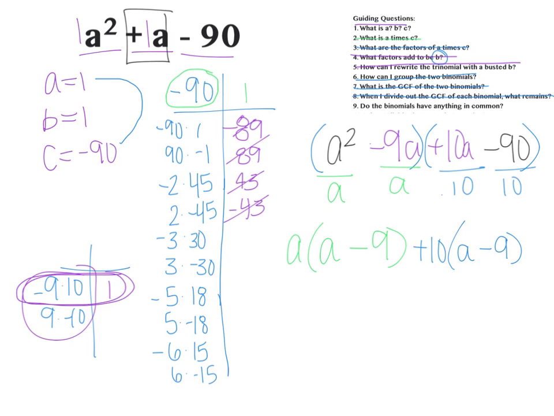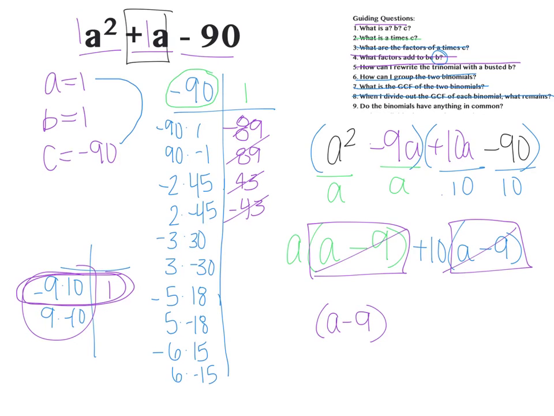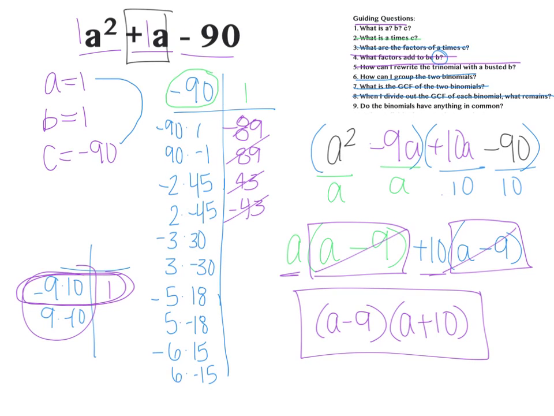So now I hope that you're noticing that they both have an a minus 9. So do the binomials have anything in common? They do. They both have that a minus 9. So I think my question's cut off, but the question on the bottom asks me, when I divide that out, what remains? So when I take the a minus 9 that they both have in common out, what am I left with? I'm left with a plus 10. And that is the factored version of a squared plus a minus 90.